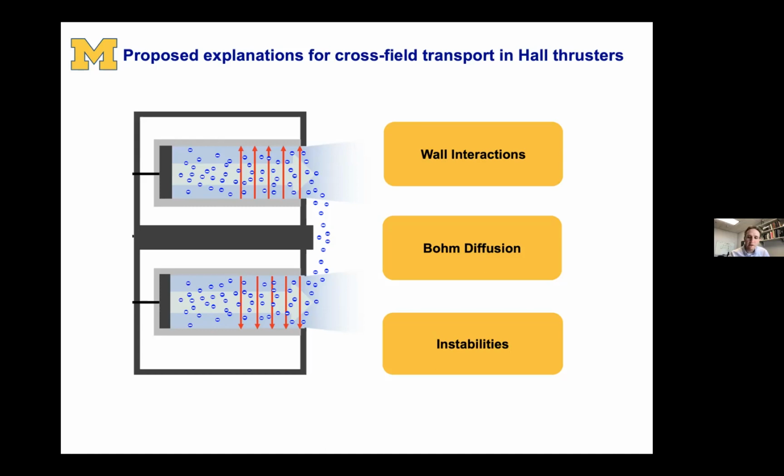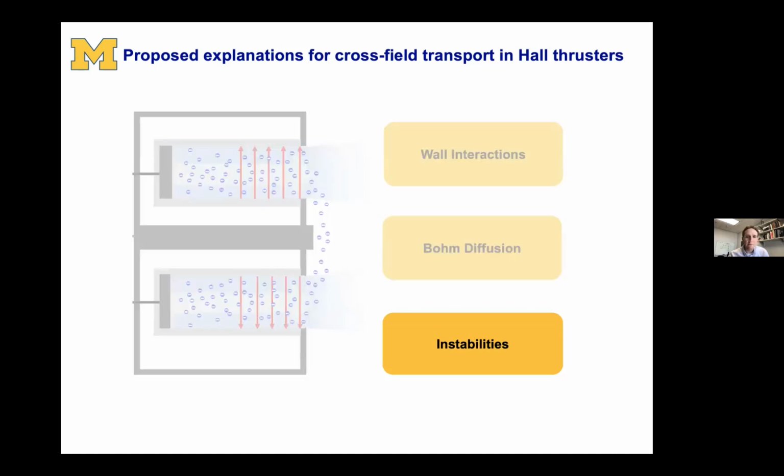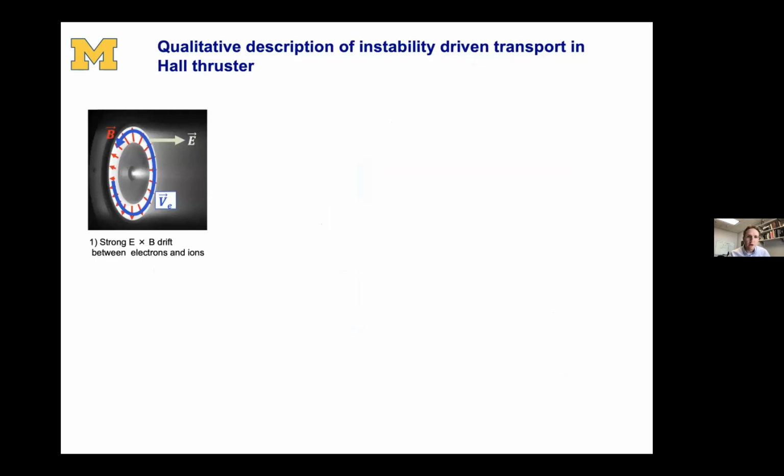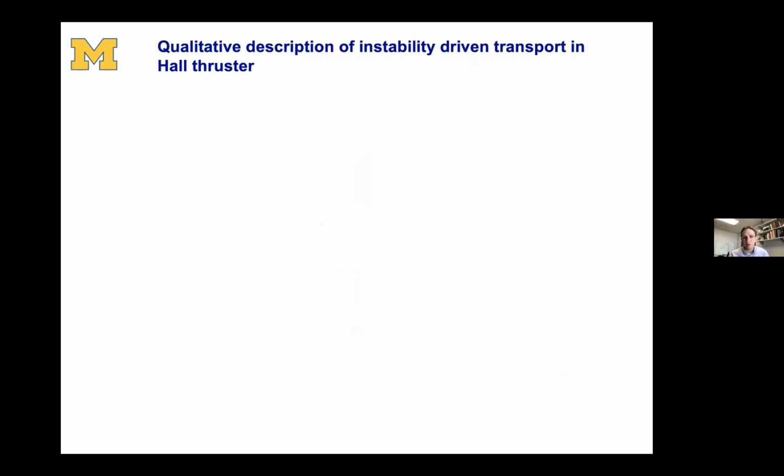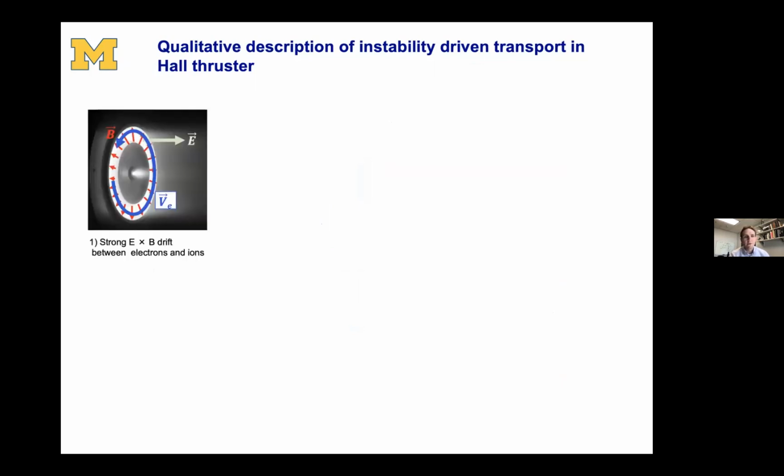But I would say that particularly in the past 20 years, instabilities have come to the fore as the dominant mechanism, which is believed to explain the transport. So I'm going to talk a little bit physically about how instabilities can lead to that at a phenomenological and intuitive level, and then I'll talk a little bit about the theory behind that. So, a qualitative description for how that contributes to the mechanism.